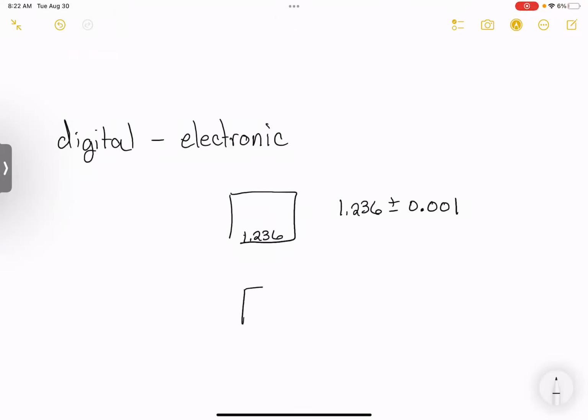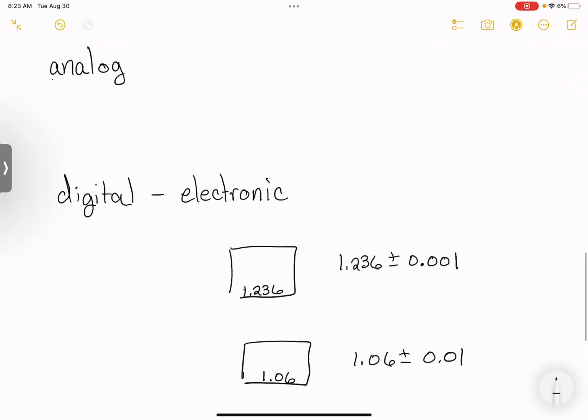If I had a device and it only read 1.06, then I would record the 1.06, but I would put a 1 in the last decimal place for the error. And as you get upstairs, unless you have air fluctuation, unless you have somebody leaning on the table, typically it's the last decimal place that tends to fluctuate the most. Now I'm going to go back to the analog.